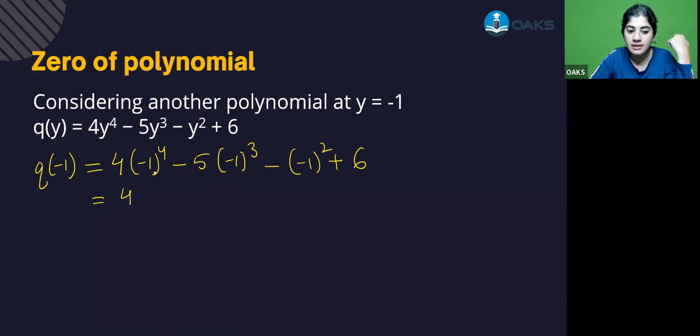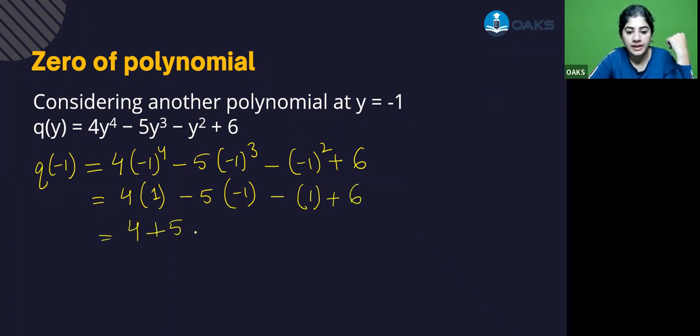So let's solve this thing. Minus 1 raised to power 4 will be 1 only. Minus 5, then minus 1 raised to power 3 will be minus 1. You have to be good in calculations. Minus 1 squared will be 1, and 6. So we have 4 plus 5 minus 1 plus 6.